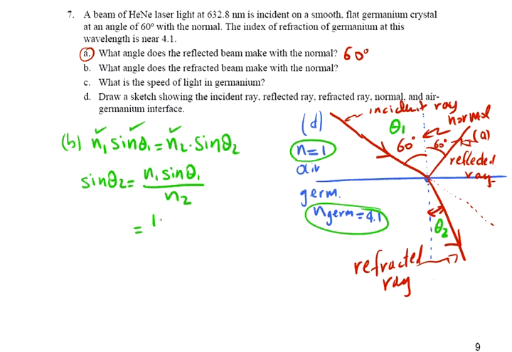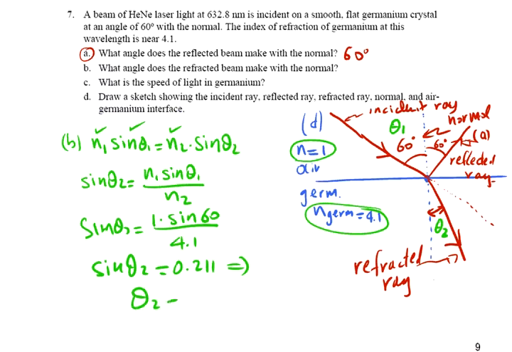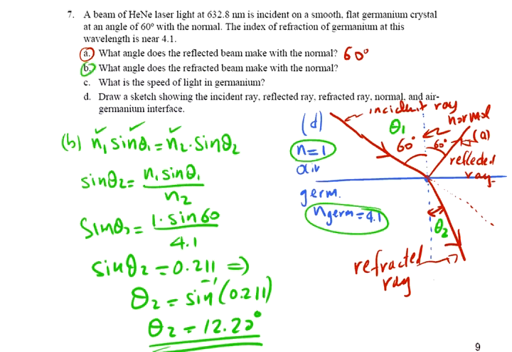So let's first solve for sine theta 2, which will give us n1 sine theta 1 over n2, which will give us 1 times sine of 16 over 4.1. This is sine of theta 2. And if we do the calculations, sine of theta 2 is equal to 0.211. Therefore, theta 2 is the inverse sine of 0.211, and theta 2 is equal to 12.20 degrees. So that's our answer for B.